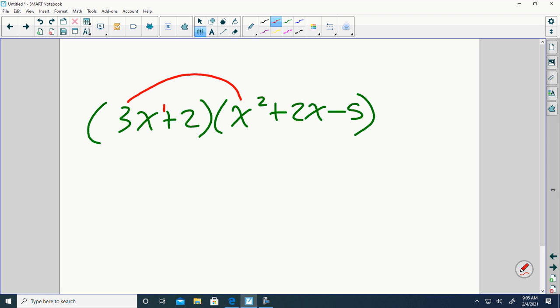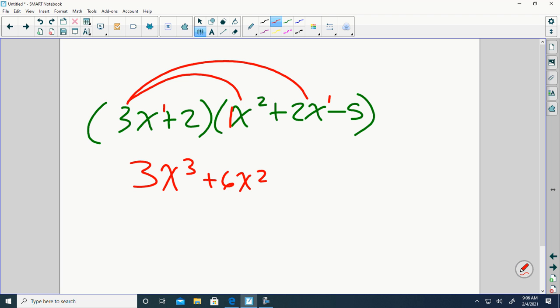3x to the first times x to the second. Three times 1 is 3. x to the first times x to the second is x to the third. Good. Okay, 3x times 2x. So 3 times 2 is 6, x to the first times x to the first is x to the second. Cool.